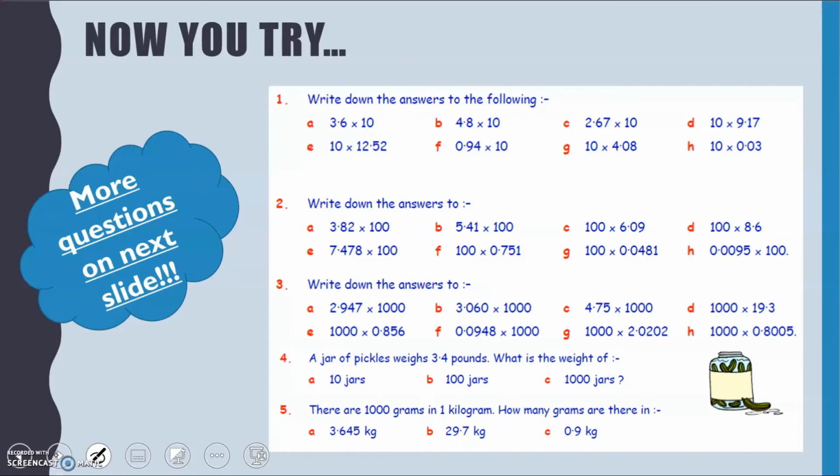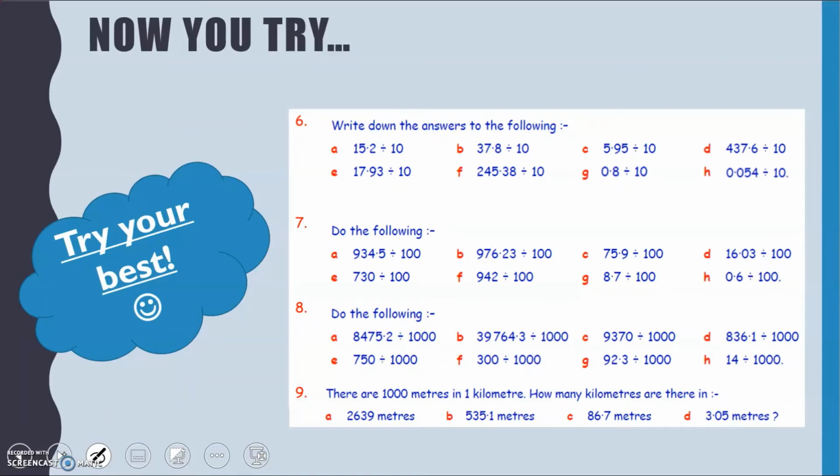Here you can see we've got questions 1 to 5. These are all of our multiplying by 10, 100 and 1,000. 4 and 5 I would expect to see you writing down the sum, but for 1, 2 and 3 you can just write down your final answer. For 6, 7, 8 and 9 they are all of our division questions. Again, 6, 7 and 8 you can just write down the final answer if you can, and 9 I would want to see what sum you are doing and then your final answer.